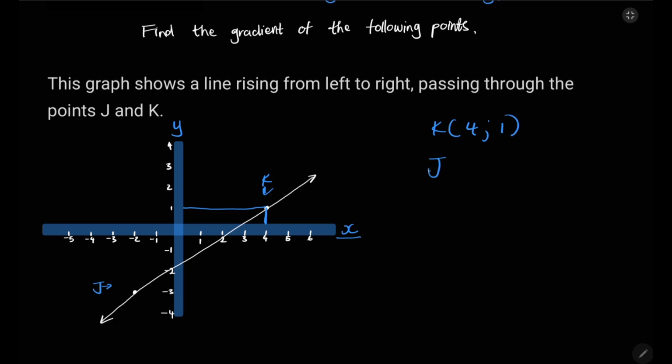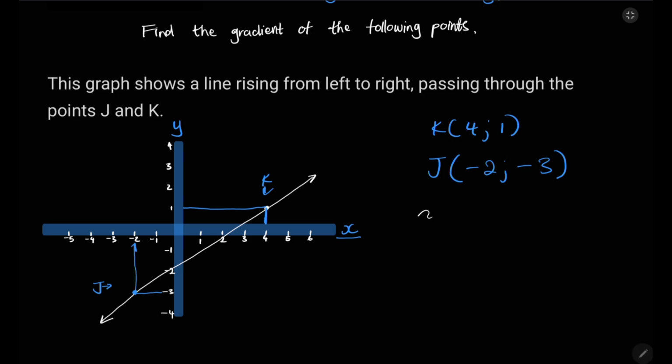Now let's look at J. For J, there's your point. Let's determine our x-axis, negative 2. That is your x-axis. So negative 2, what is your y value? We have negative 3. So the coordinates for K are 4 and 1. The coordinates for J are negative 2 and negative 3. We have our coordinates, that means we can find our gradient.